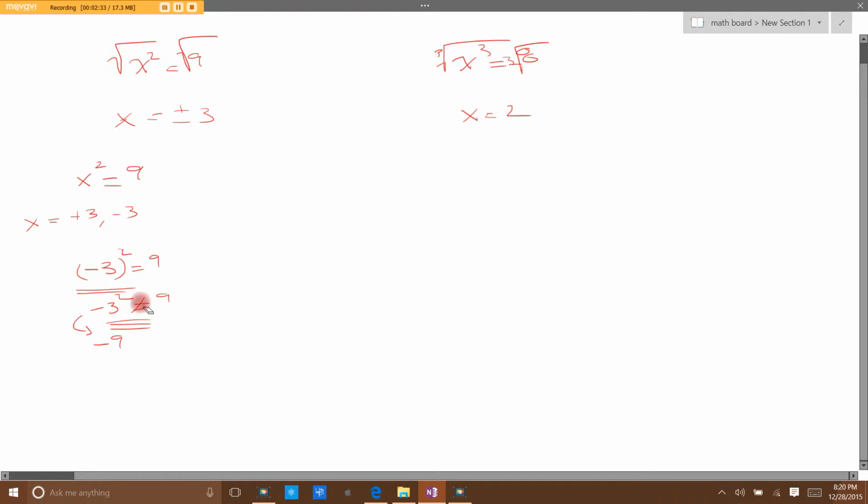So anyway, I'm going to erase this. Going back to this, we understand that this equation is valid for two different values, positive and negative 3. However, this one we can't do like that. Let's try to put negative 2 in there. We know 2 works: 2 times itself 3 times equals 8, which is a valid statement. But what if we plug in negative 2? Negative 2 cubed does not equal 8.